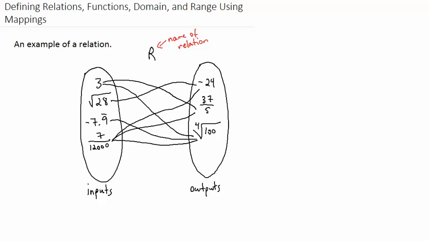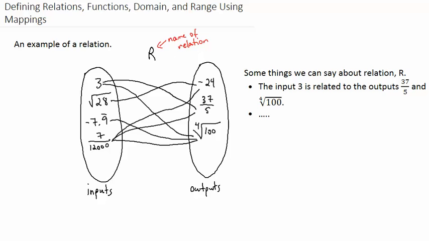So you can see R is a rather complex relation. R is defined by this sort of web here in the middle that tells us how the inputs relate to the outputs. So we can say that the input of 3 is related to the output of 37 fifths, and we could go on and on describing all of the different relationships that make up the relation R. Now, by looking at this picture, it's pretty easy to understand the relation R.